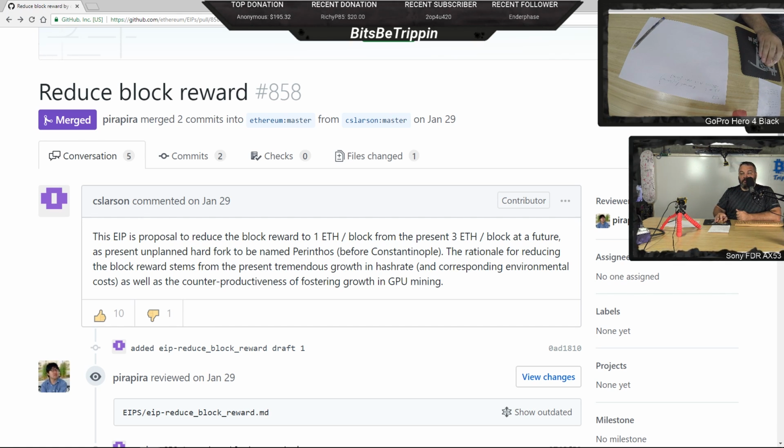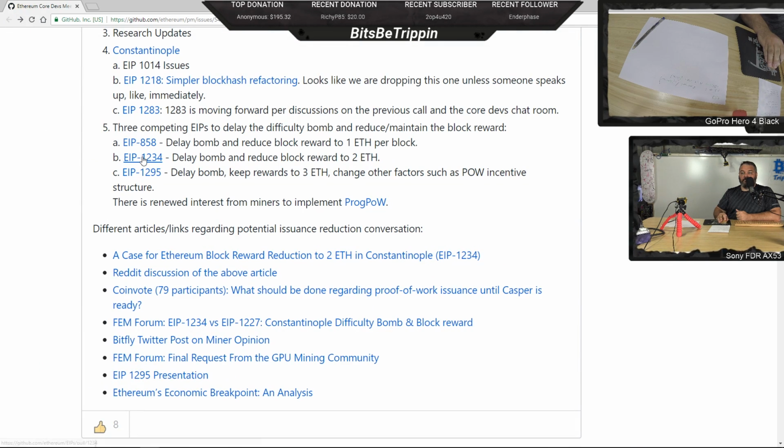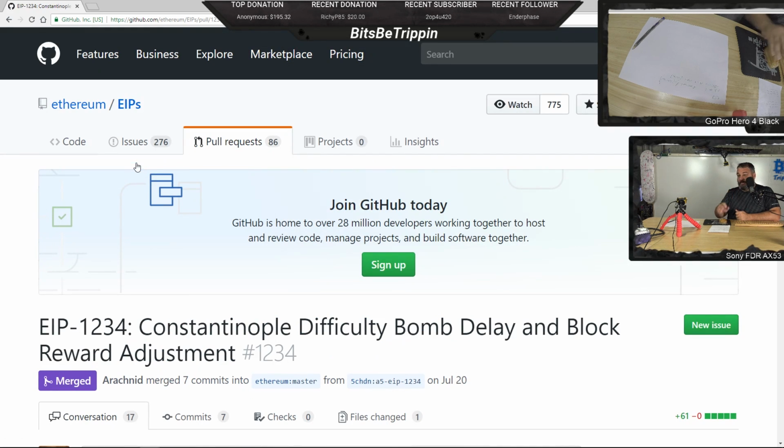And that's 858. So let's go back. Let's look at the next one, which is EIP 123. Delay the bomb, reduce the block reward to 2. Now it's a little more than that, and that's why I'm clicking on it.